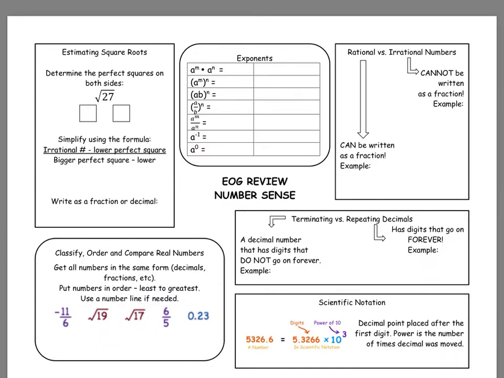I'm going to break down each little section on the next slide, so I'm going to go ahead and skip to that. As I said, we are going to work on estimating square roots, exponents, classifying and ordering real numbers, determining if a number is rational or irrational, terminating and repeating decimals, and scientific notation. And the first one we're going to take a look at is estimating.